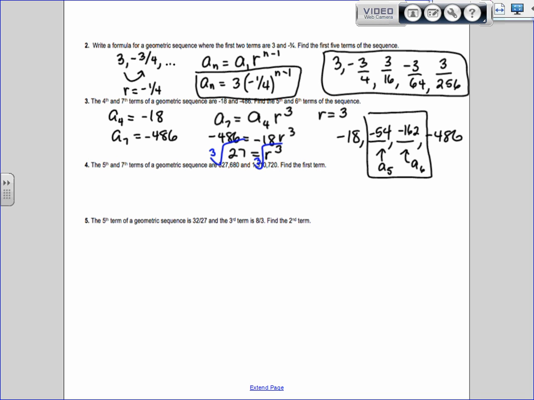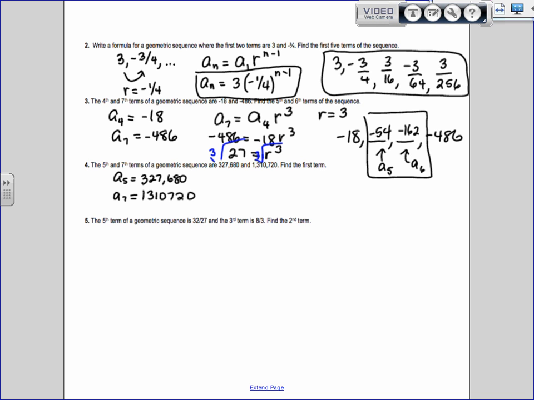All right, so same thing on this one. Big numbers. I like to put big numbers on the test too, because I'm mean. All right, so I have the 5th term. So a sub 5 is 327,680. Is that a 3 there? Yeah. And then my 7th term is 1,310,720.